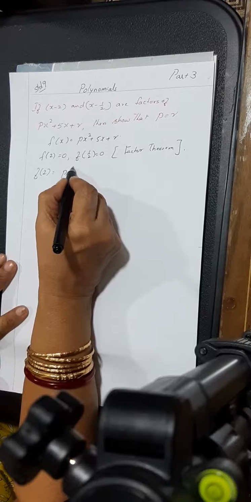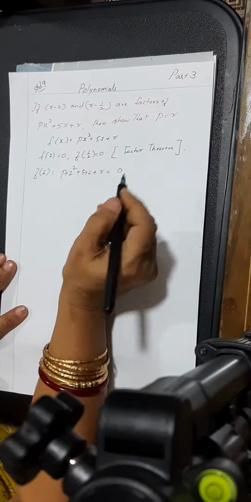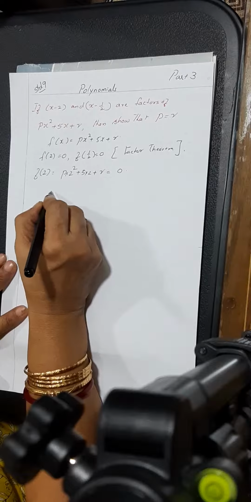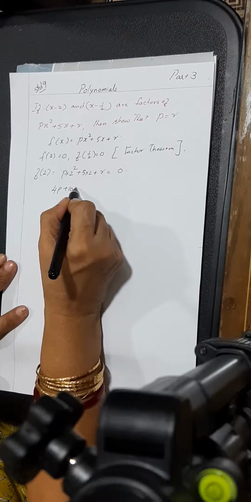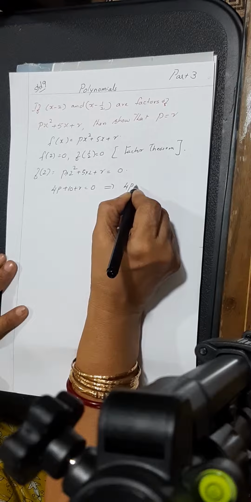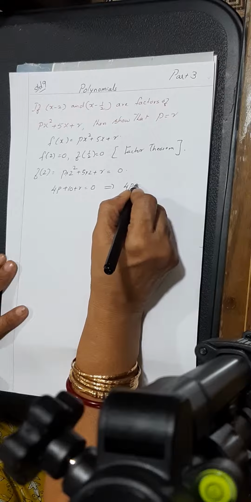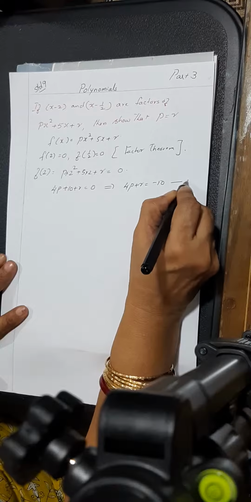So we will write f of 2 is equal to p into 2 squared. We will substitute the value of x as 2 here, plus 5 into 2 plus r is equal to 0. So from this we get 4p plus 10 plus r is equal to 0. 4p plus r is equal to minus 10. This is the first equation.